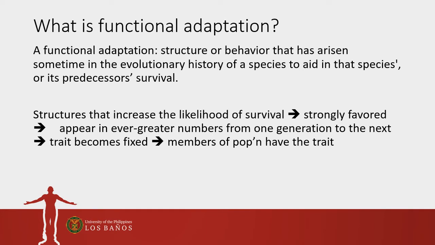But what is functional adaptation? A functional adaptation is a structure or behavior that has arisen sometime in the evolutionary history of a species to aid in their or in their predecessors' survival. In functional adaptation, structures that increase the likelihood of survival are strongly favored. These structures appear in great numbers from one generation to the next and become a fixed trait, such that all members of the population would have this trait.